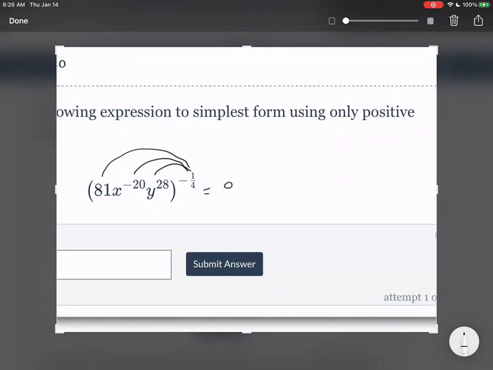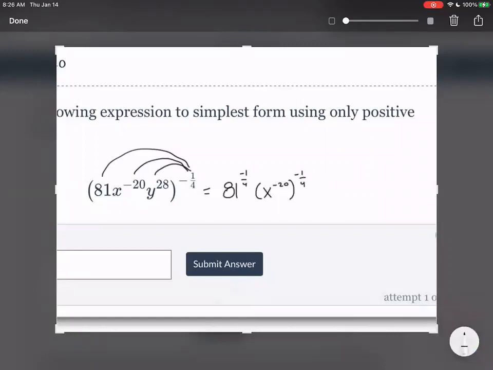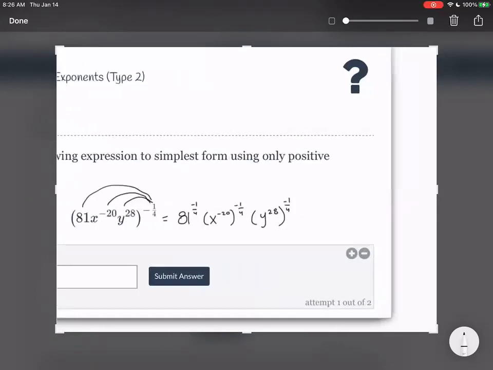This is going to give us 81 to the power of negative 1/4 times x to the power of negative 20 to the power of negative 1/4. I don't know why I wrote my fraction that way, but I want it to be consistent. So let me write it like this. Times y to the power of 28 to the power of negative 1/4. What a mouthful. That was a lot to say. Okay.